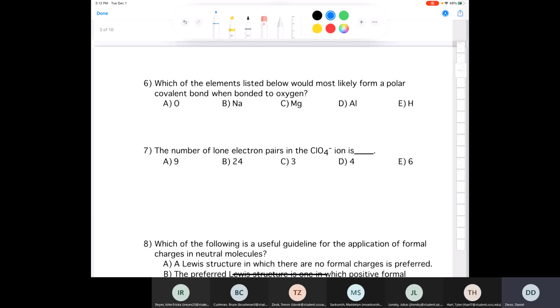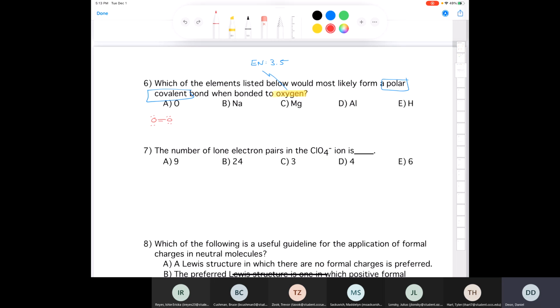Question number 6. Which of the elements below would most likely form a polar covalent bond when bonded to oxygen? Well, remember that oxygen has an electronegativity of 3.5. Anyhow, we're looking for a polar covalent bond. If oxygen is bound to an oxygen atom, what's that going to look like? That's going to give us an O2 molecule. Now, that's going to be completely nonpolar because there's no difference in electronegativity between 2 oxygens.